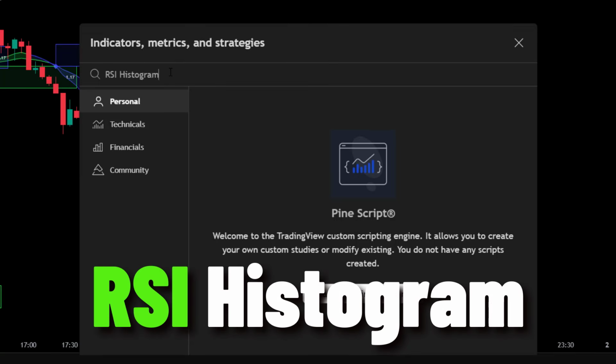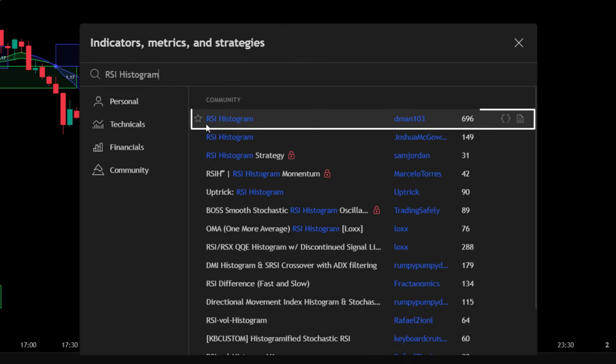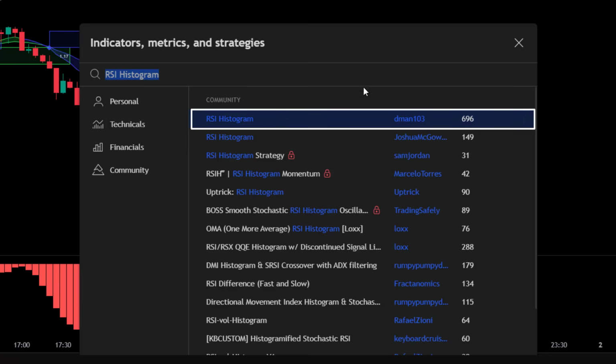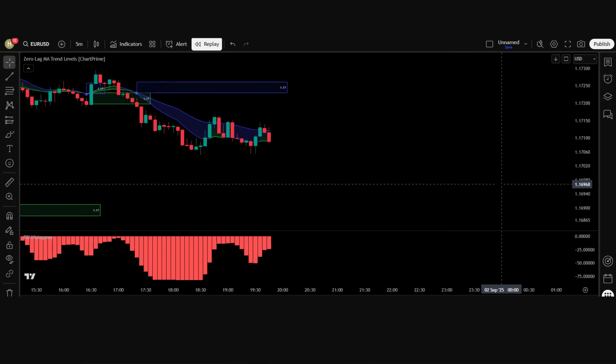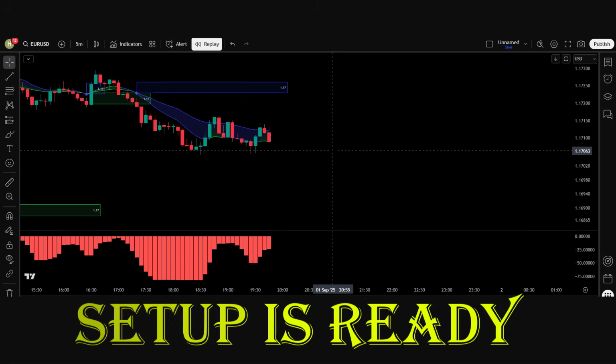Search for RSI histogram. Add it to your chart. Click OK. Now setup is ready.